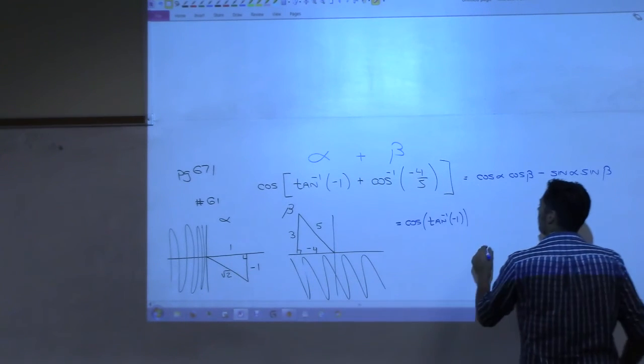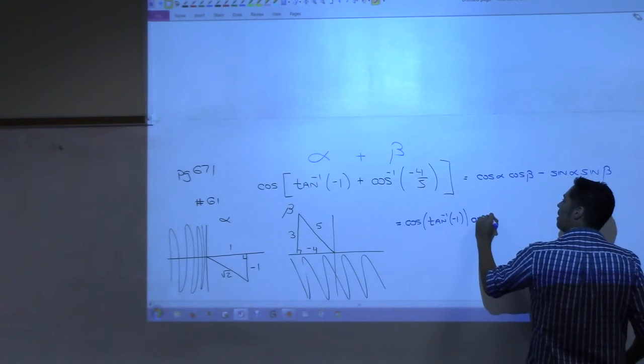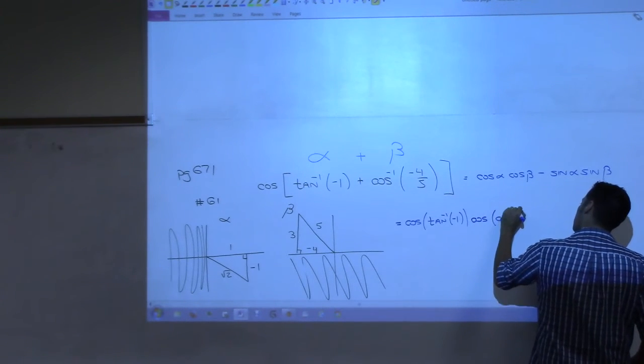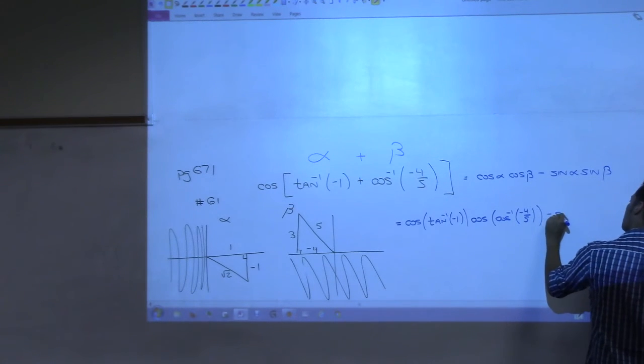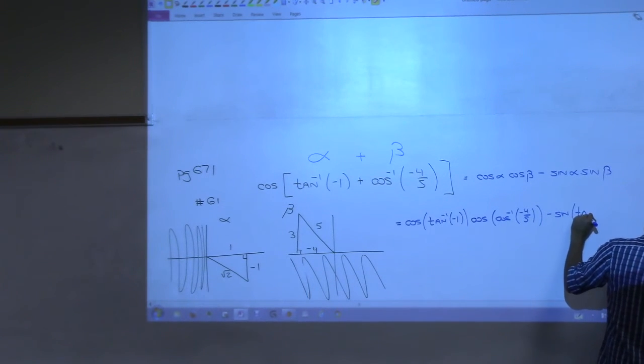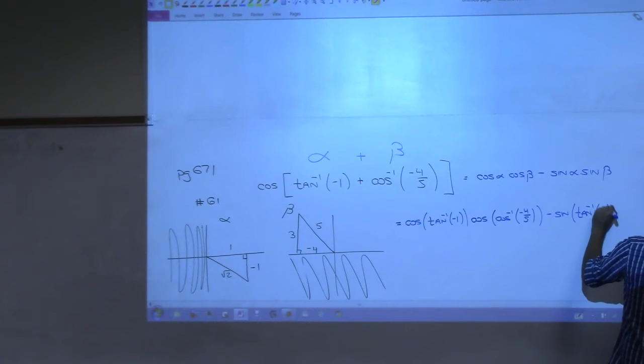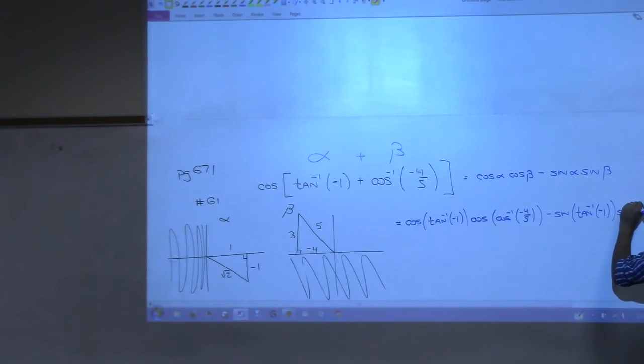Then I have cosine of beta, which is cosine of cosine inverse of negative 4/5. And then I have minus sine of alpha, which is sine of arctangent of negative 1, and then sine of beta, which is sine of cosine inverse of negative 4/5. I think I've got everything written in there properly. So if you put that in the calculator, would it spit out the answer at you?